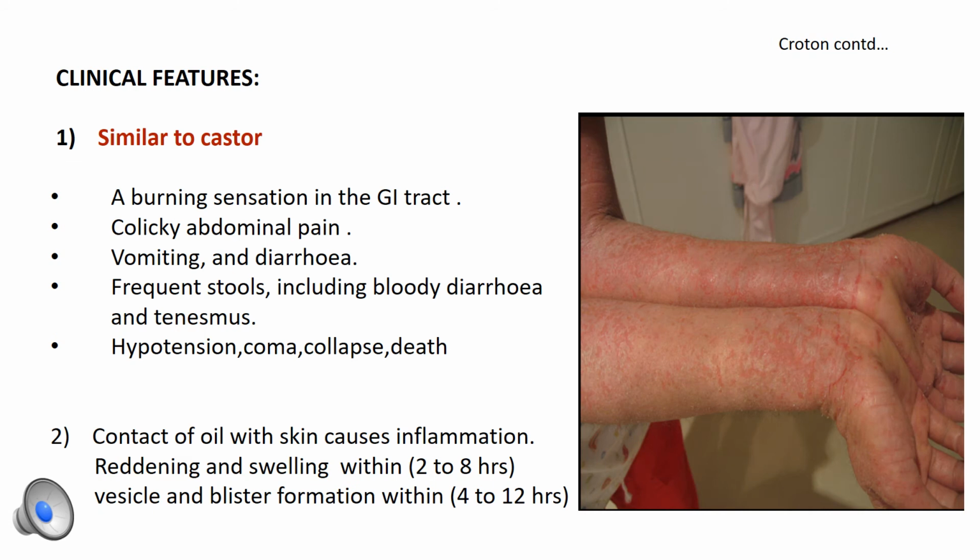So clinical features are similar to castor. It's a dermal irritant. As soon as you take it, there's a burning sensation in the GI tract, colicky abdominal pain, vomiting, diarrhea, frequent stools, bloody diarrhea, tenesmus. There's a decrease in BP, coma, collapse, and death. On the skin, it causes redness in 2 to 8 hours, as you can see in the picture, and later it can lead to blister formation.